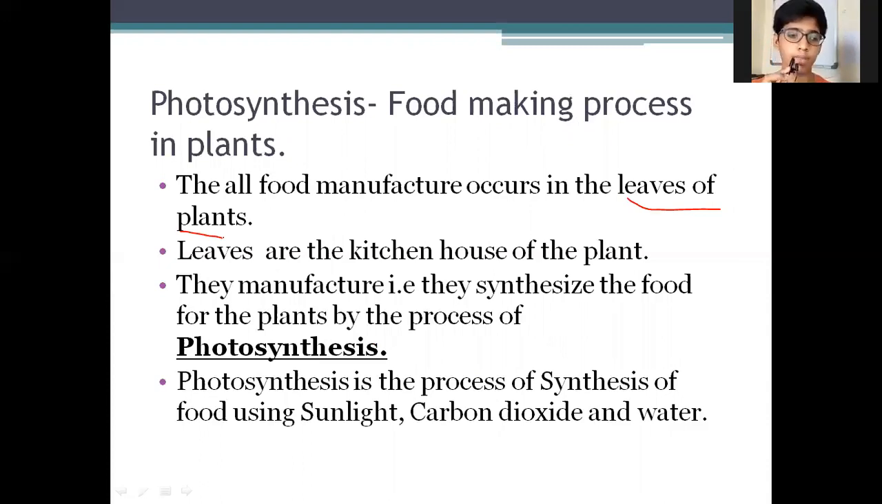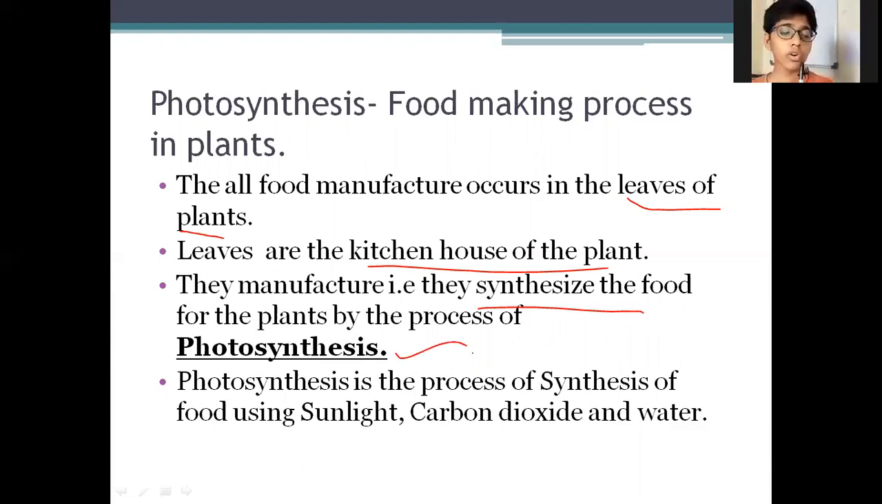Now, all the food manufacture occurs in the leaves of plants. Leaves are the kitchen house of the plant. They manufacture, that is, they synthesize the food for the plants by the process of photosynthesis.